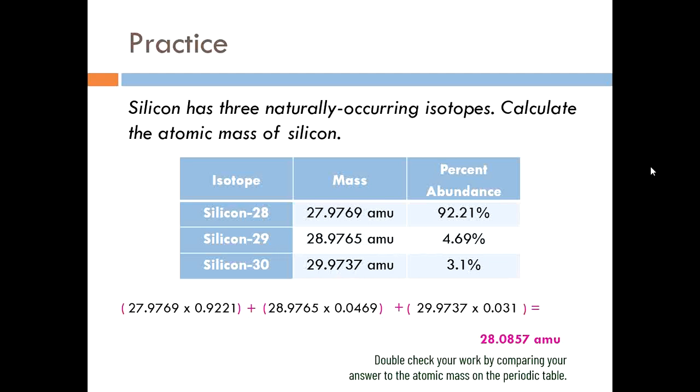So let's double check our work by comparing our answer to the atomic mass on the periodic table. So find silicon on your periodic table. It's number 14. Silicon's mass is 28.0855. We're pretty close, and it matches, and so we know that we did our work correctly.